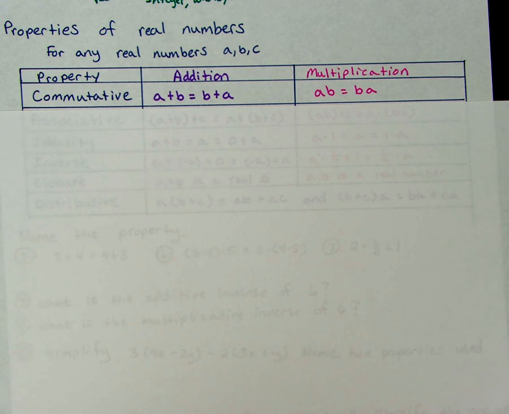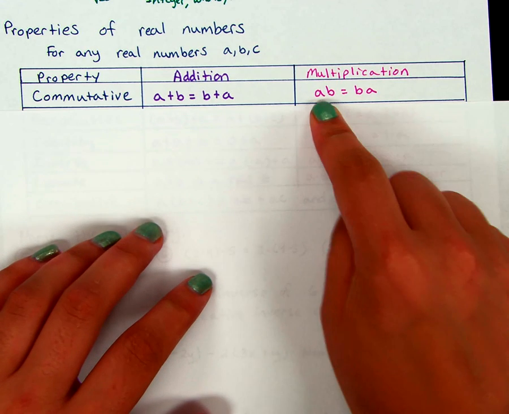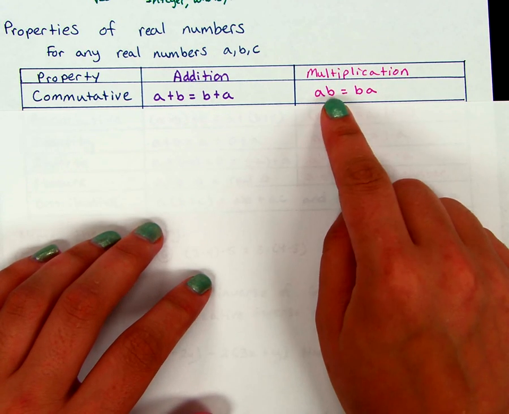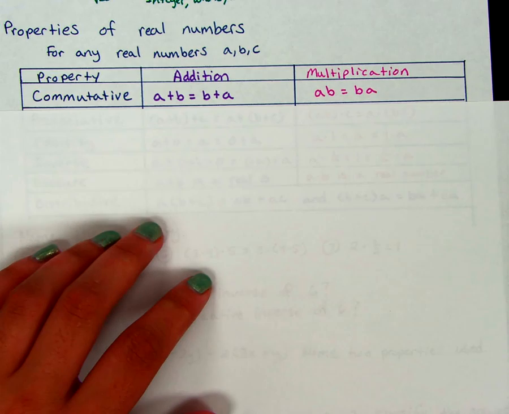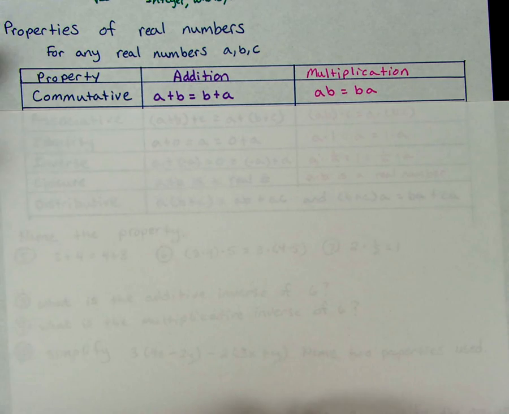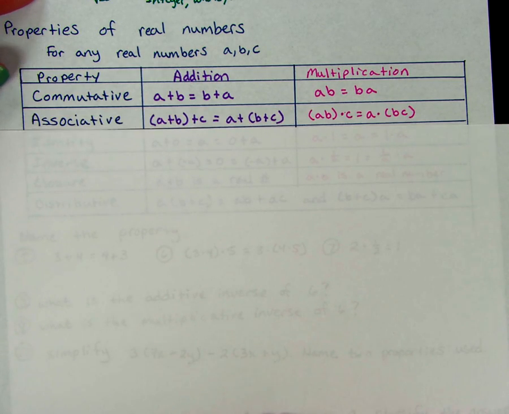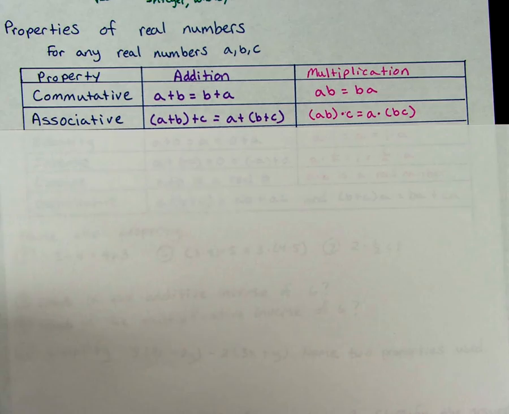Same thing with multiplication. So this is telling us that the order of multiplication doesn't matter. So a times b has to be the same thing as b times a. The next one is the associative property. So for addition, what this is doing is it's moving our group.